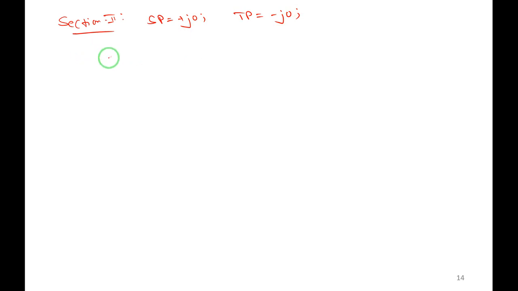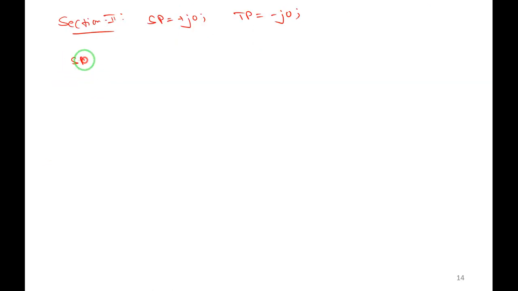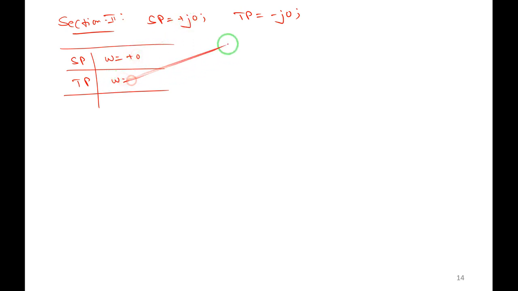Okay, we will make the table. Already we have the magnitude equation and the phase equation, the same equations we are going to use, right? Once again we will not write the magnitude and phase equations. Then I will make this table: starting point and terminating point. So for the starting point, what is omega? Plus 0. And what is omega for the terminating point? Minus 0. Is it fine?